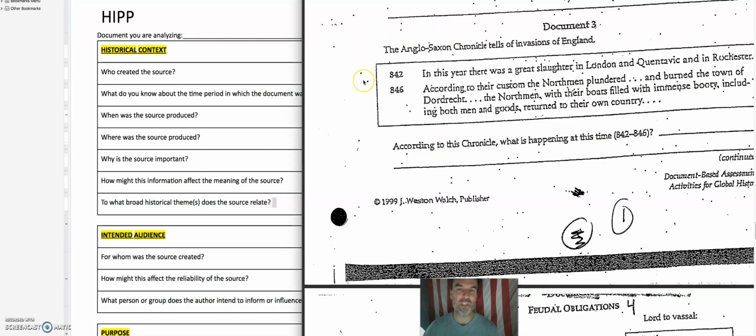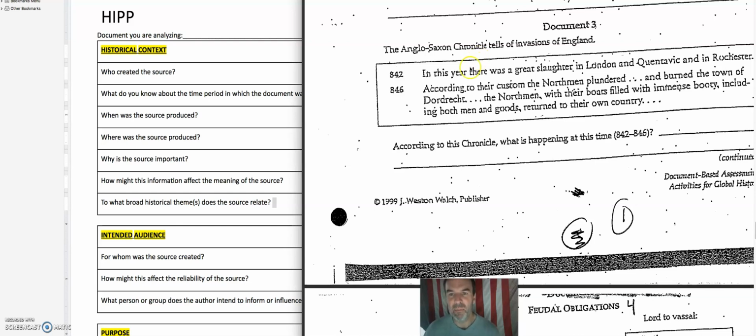One thing I didn't mention: if you're reading something from a document and you're not sure what a word means, you need to look it up. Because if you don't know what the word means, then you can't possibly analyze an actual document. So Anglo-Saxon Chronicle, if you're not sure what that is, you need to be able to look it up. In the 800s, it was initiated by King Alfred. It's chronicling, looking at the chronological order of events of what's happening in England at this time.